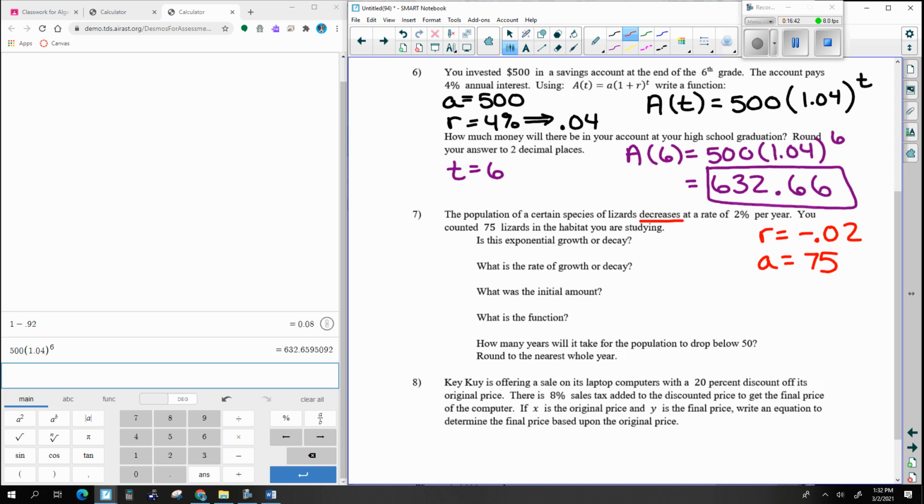Okay, is this exponential growth or decay? Obviously decay. What is the rate of decay? 2%, okay, which is 0.02, smaller. What was the initial amount? 75. What is the function? So start with the initial amount, and this is decay, so this would be 2% down from 1, to the t.